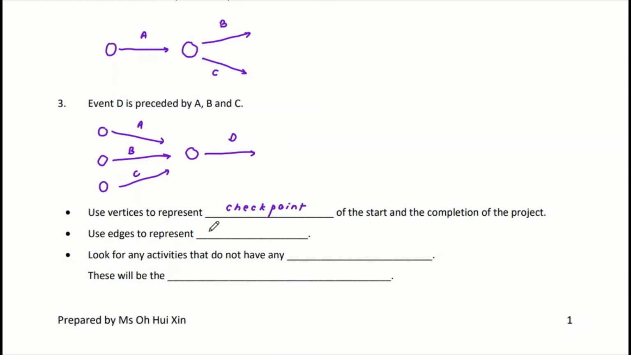Okay, so we use edges to represent tasks. All right, so in this case, you can see task A, task B, task C. So the task is on the edges as the weight. So later we'll need to put in the length of time also, the duration that you need.